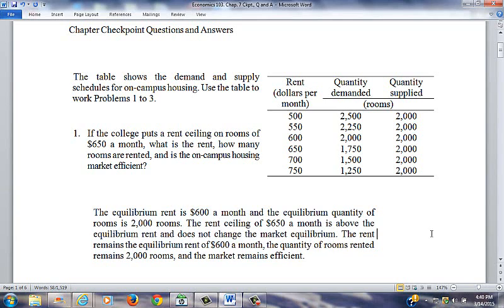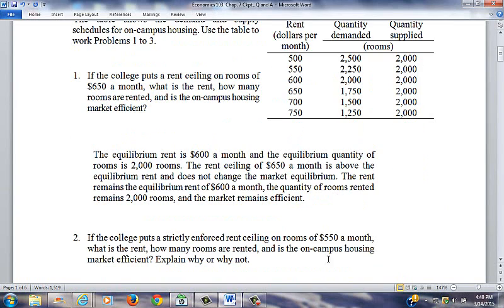And again, this is a rent ceiling being placed at $650 a month, above the equilibrium rent of $600, so there's no effect. If the rent ceiling were placed below the equilibrium rent, there would be some effect. And in fact, question 2 has that very scenario. If the college puts a strictly enforced rent ceiling on rooms of $550 a month, what is the rent? How many rooms are rented? And is the on-campus housing market efficient? Explain why or why not.